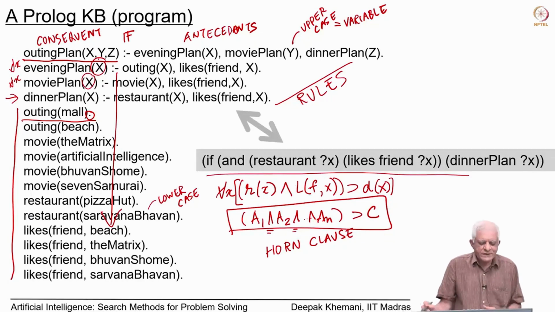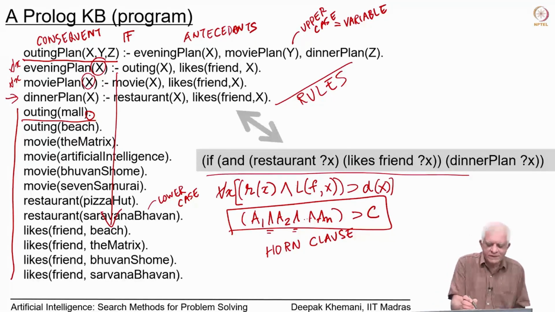Okay. So, what are the 3 rules? The 3 rules say that if you have an evening plan, if you have a movie plan, and if you have a dinner plan, then you have an outing plan, which Prolog reads as saying that you have an outing plan if you have an evening plan, and if you have a movie plan, and if you have a dinner plan. Then for each of those things there are again rules.